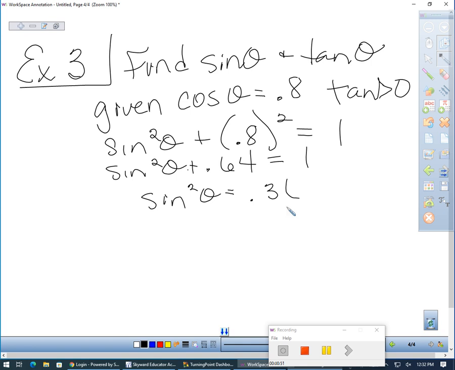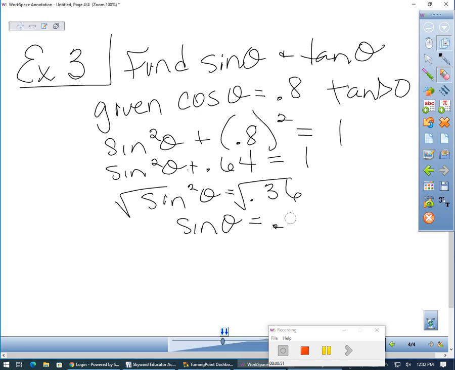And then we have to square root it. And sine theta equals 0.6. That's correct, 0.6. All right, so we're halfway there. So let's look at the information we have. We have sine and we have cosine. What do those have to do with tangent?